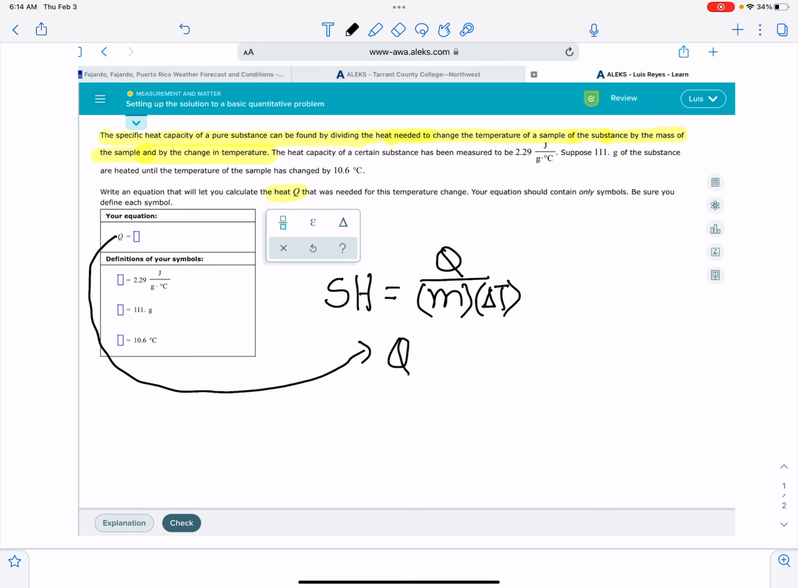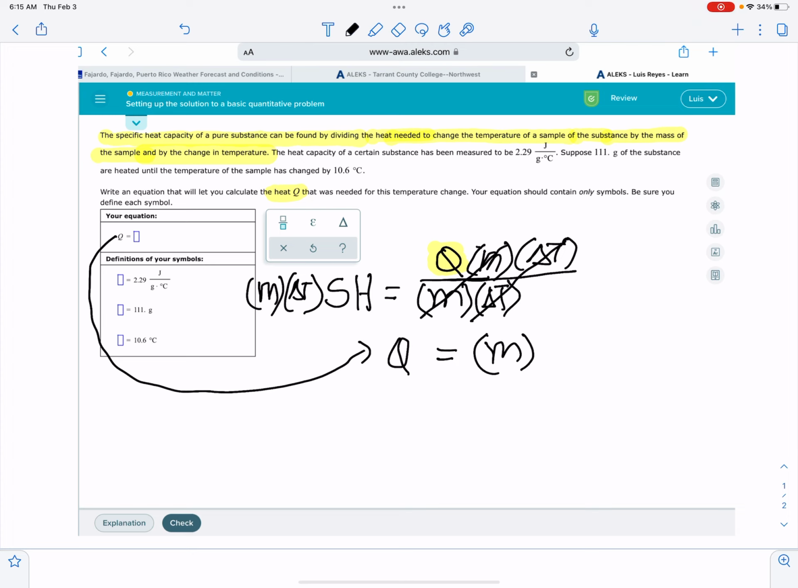I want to leave Q by itself. So I'm going to have to get rid of the mass. So I'm going to multiply by mass, and I'm going to multiply by change in temperature. Whatever I do on one side, I have to do on the other one. And that will give me Q equals mass multiplied by the change in temperature multiplied by the specific heat.